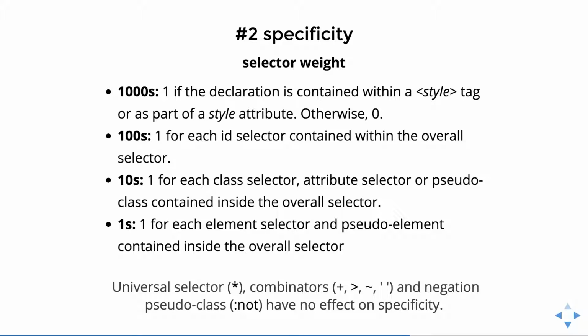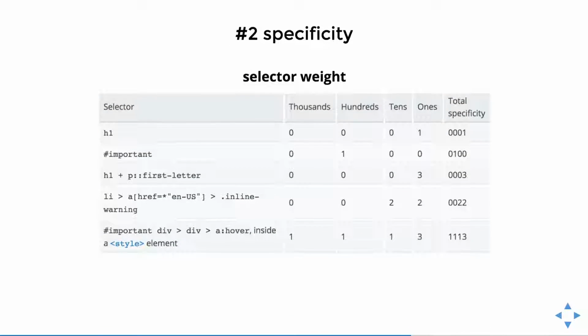And then the universal selector, the combinators, whether it's a sibling or a child, and also the pseudo-class :not, have no effect whatsoever on specificity. Okay? Good? So let's take a look at some things. Here's an H1. It has no classes, no IDs. It's defined in just an external style sheet. Its specificity is 0001. Make sense?